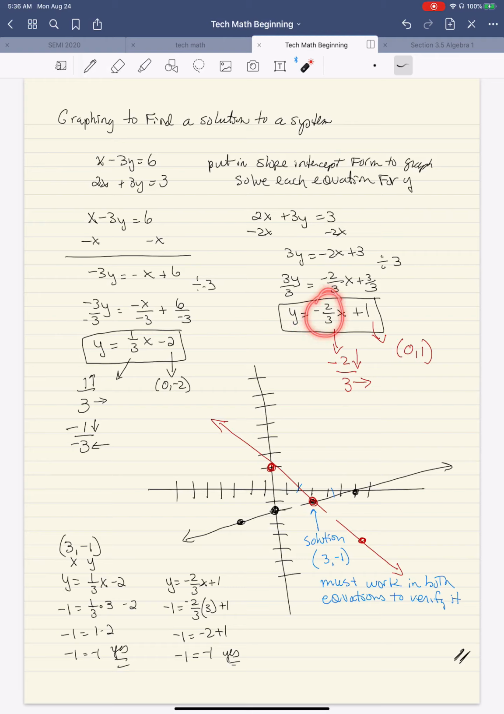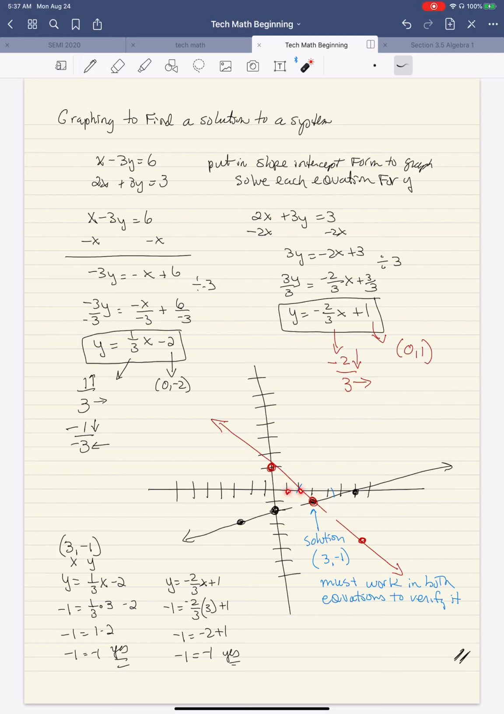So the minus 2/3 x slope means the negative either goes with the 2 or the 3. So I put it with the 2. So I'm going to go down 2, right 3. Here's my y-intercept, 0, 1. That's in red. So 0, 1 is right here. I'm going to go down 2 and right 3. That puts me right there. I can do it again. Down 2 and right 3. That puts me right there. So when I connect these dots, this right here is where they intersect.